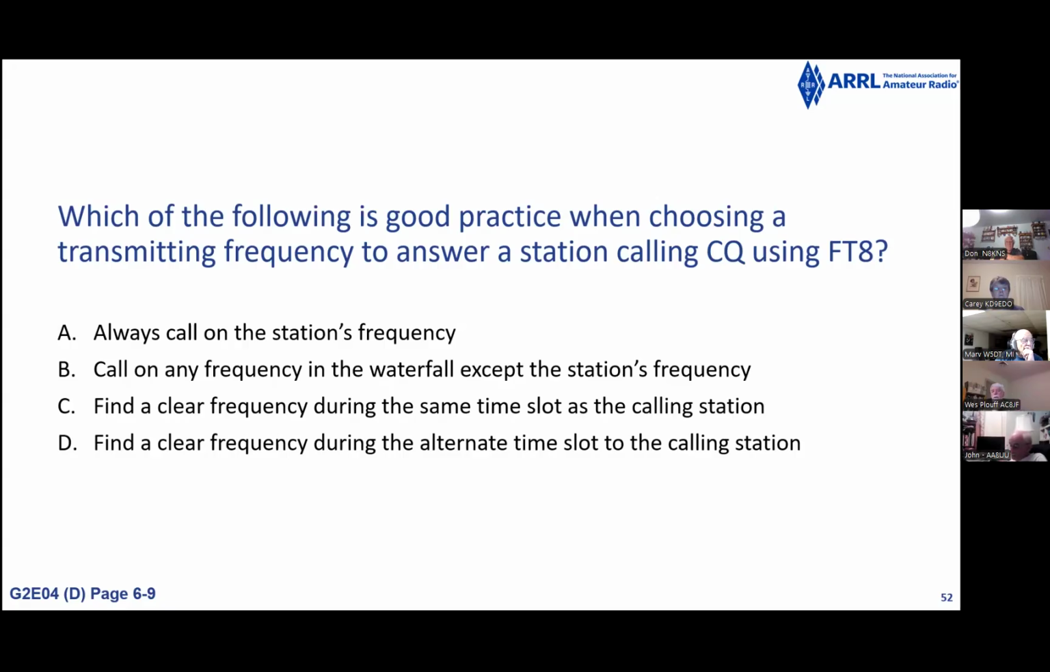And what you want to do is transmit in the other time slot to the guy you're trying to talk to. So try to find a frequency within the 3 kilohertz or so bandwidth that FT8 occupies, a frequency that nobody else is transmitting on, so that the guy you want to talk to can actually hear you without interference. I'll have a few more words to say about that when I talk about waterfalls.